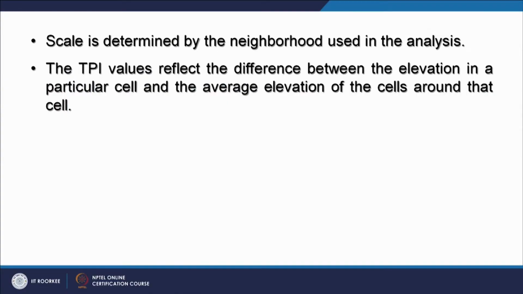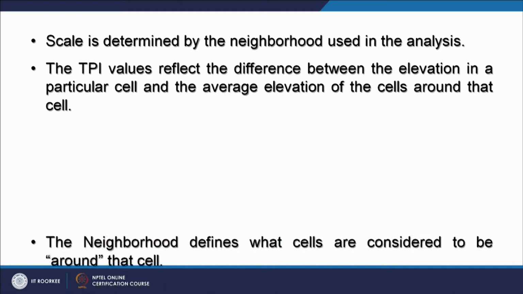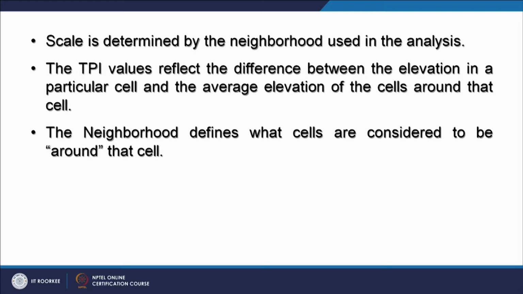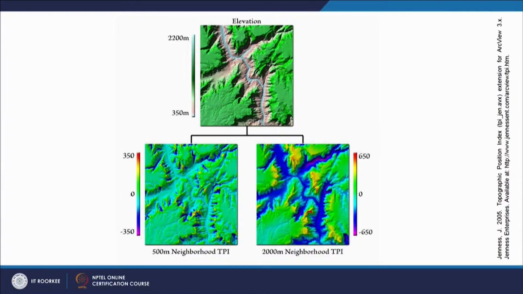Scale is determined because it looks at the neighborhood values which are used in the analysis. TPI values reflect the difference between the elevation in a particular cell and the average elevation of the cells surrounding that cell. And the neighborhood basically defines which cells are to be considered around that cell. So a user can choose, while calculating the TPI, how big the search area should be. And this is the example of what happens when we change the search area or neighborhood in terms of scale.